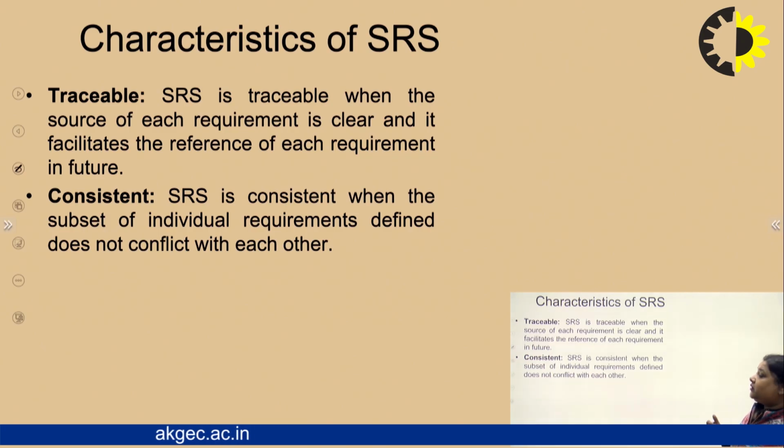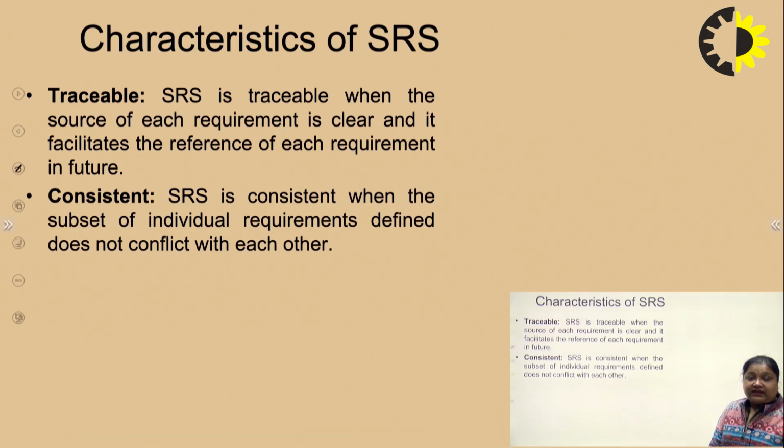Traceable. It is also a characteristic of an SRS that the source of each requirement is clear, and it facilitates the reference of each requirement in future. Next is consistent. When the subset of individual requirements defined does not conflict with any other functionality, it means that the SRS is consistent.